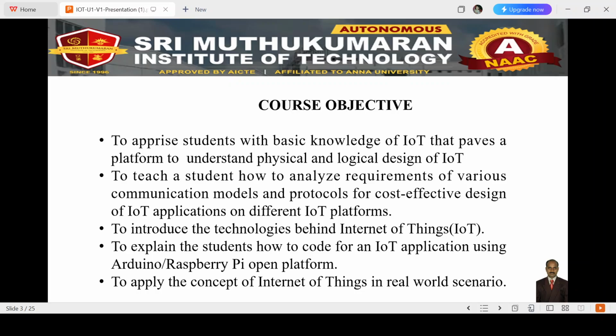The last one is to apply the concept of IoT in real-world scenarios. This is what we have seen in the last unit: smart home automation, smart agriculture, smart cities, smart health systems, and like this there are various applications which are going to be realized in the real world.